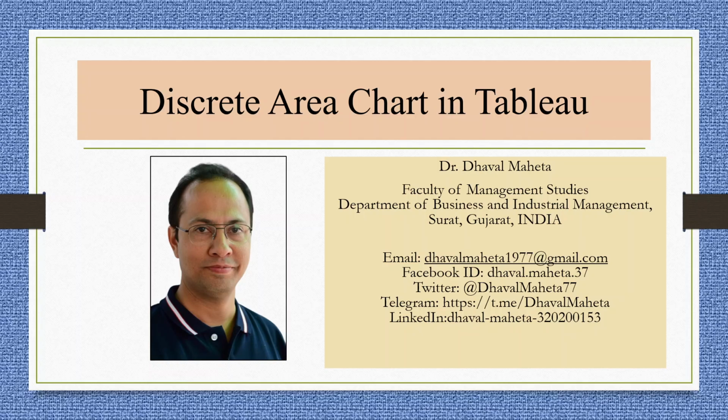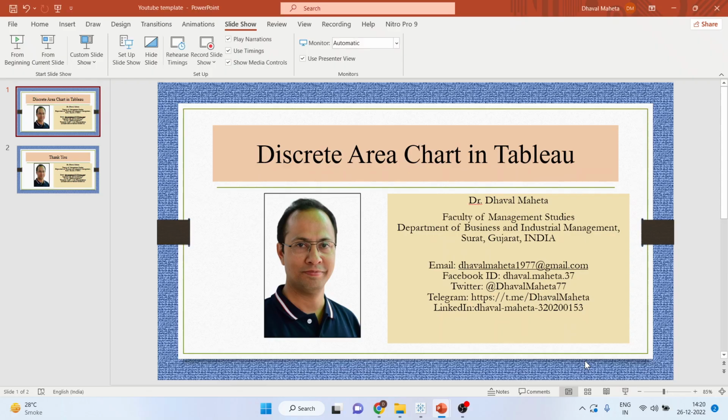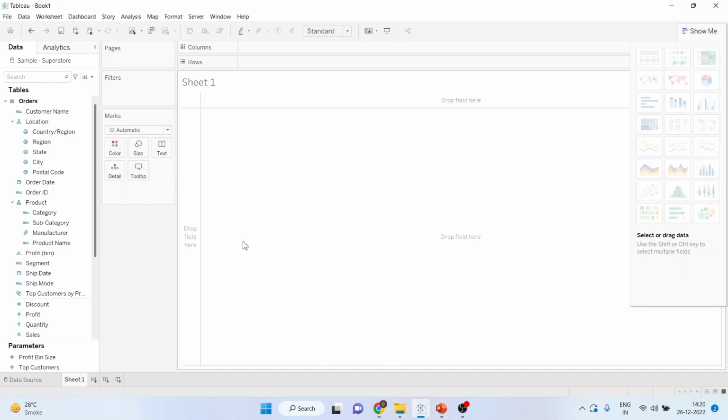Dhaval Maheta. Today we are going to generate a discrete area chart in Tableau. For this, we will go in the environment of Tableau. Now these are dimensions. Basically, dimensions are the categorical variables and these are measures, which are continuous variables. So I'll pick up one dimension from here and two measures to create the discrete area chart.